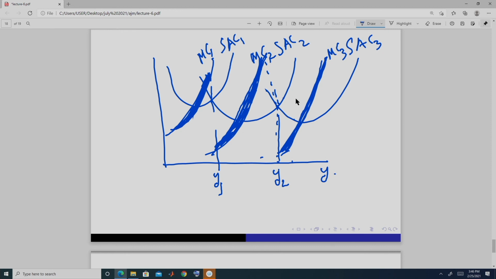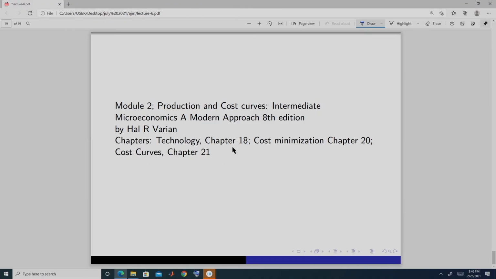Okay. So this is what we require in this module. These notes are sufficient for this class, or if you want to read more, you can read chapter 18 from Varian, Intermediate Microeconomics: A Modern Approach. Chapter 18 is for the technology part, that is, the production function. For cost minimization you can read chapter 20, and for cost curves, this kind of curve, you can read chapter 21. Okay. Thank you.